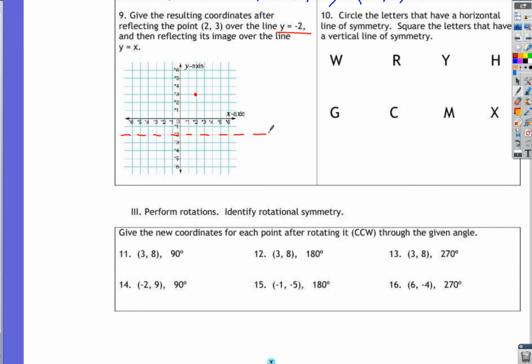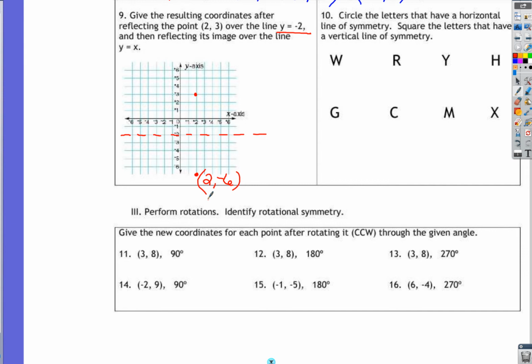The easiest way to do it when you have a horizontal or a vertical line is just to count. So I'm going to count from my point to my line of reflection: 1, 2, 3, 4, 5. Now I'm going to keep counting 5 the other way: 1, 2, 3, 4, 5. You see how I reflected? If I folded this board in half over my line of reflection, those points would overlap each other. Are we good? My new coordinates for that one are 2, -6.